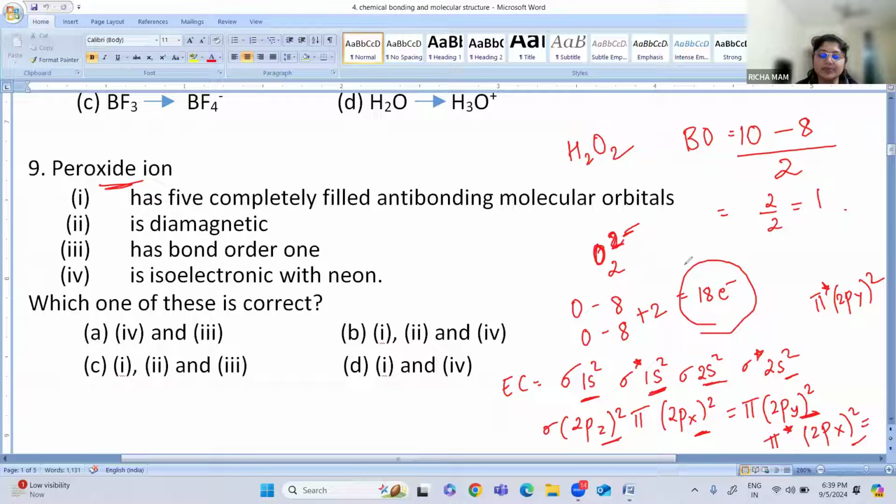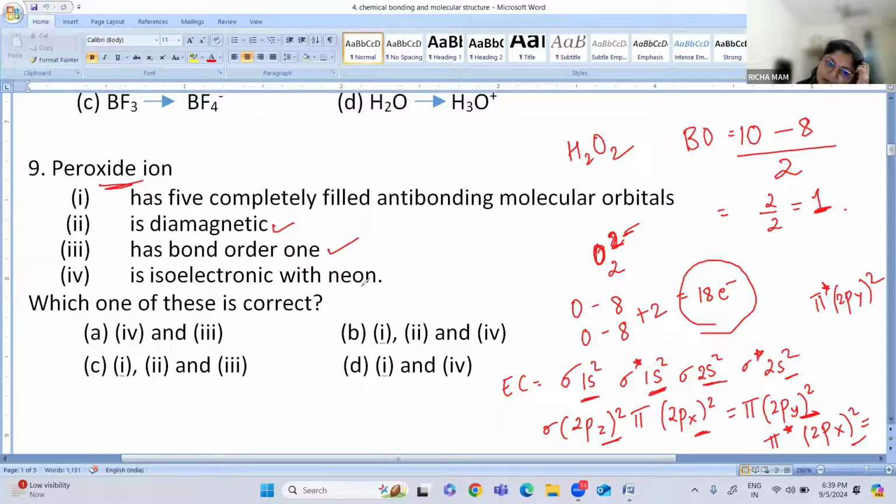The number of unpaired electrons here are how many? 0. There is no unpaired electron because all are paired. You can see all are 2 electrons. So when you don't have an unpaired electron, it is said to be diamagnetic. So this one point is correct. Then what is the bond order? Bond order is 1. This is also correct.